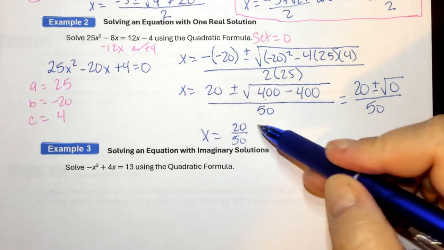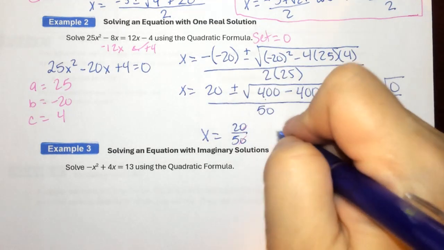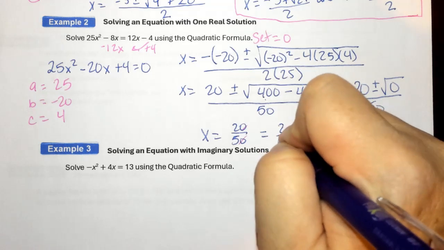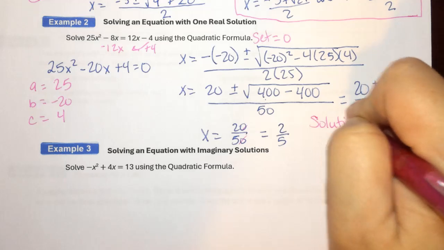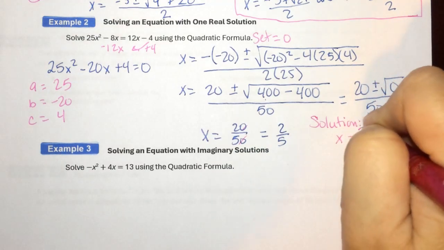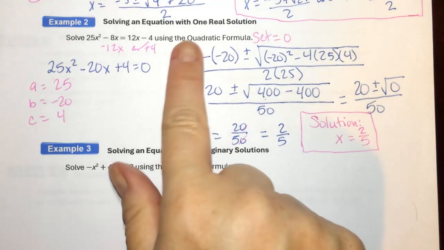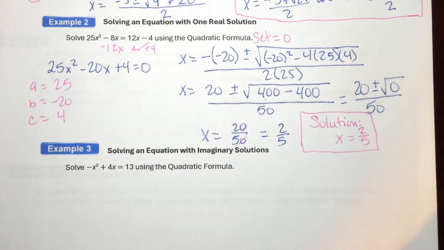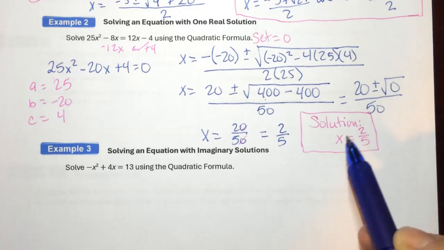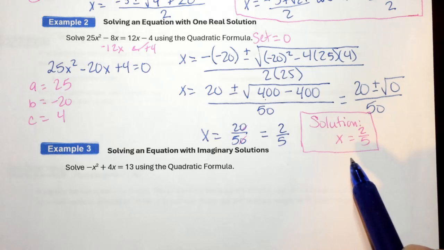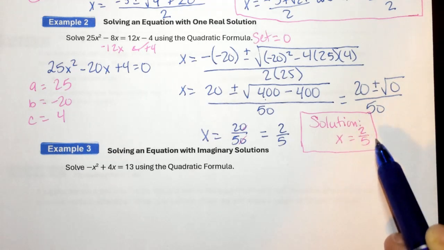Can you simplify 20 over 50? You can. They're both divisible by 10, so we can cancel out those zeros, and we would be left with 2/5. So in this case, our solution is x equals 2 fifths. They told us in the title that we were only going to have one real solution. So what does this mean? Well, finding the answer to this problem tells us where a graph crosses the x-axis. So how many times is it going to cross the x-axis? One time, and that point is going to be 2 fifths.